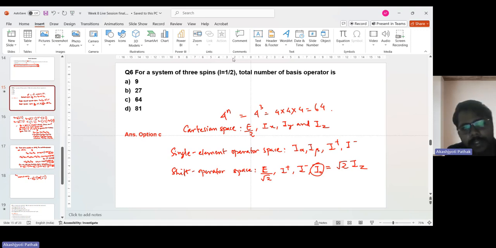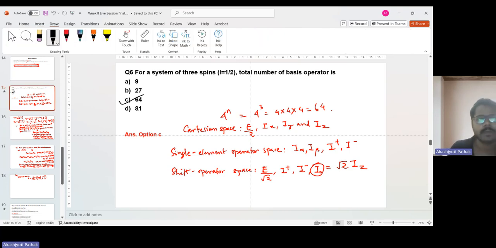So for three spin systems, n will be equal to 3, as this question asks for three spin systems. So 4 to the power 3, that is 4 into 4 into 4, is equal to 64. So the total number of basis operators will be 64. This is the correct answer. I think this concept is also clear.